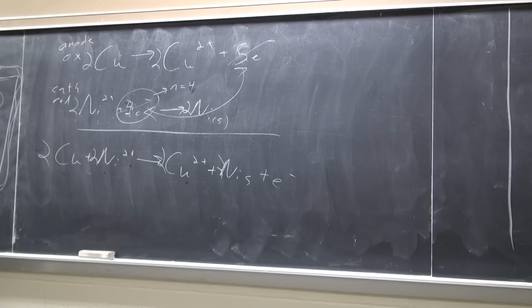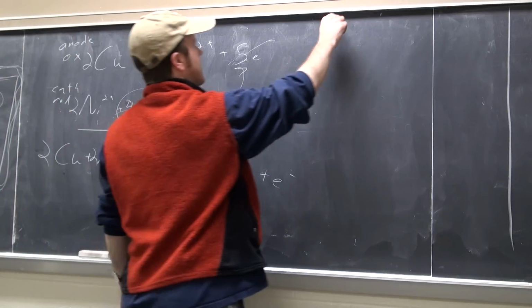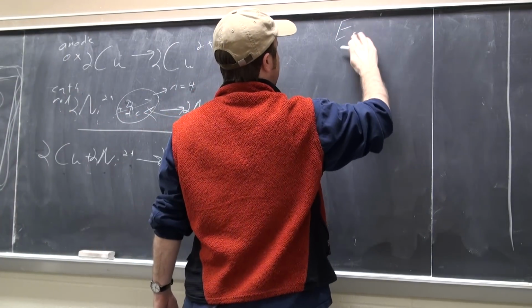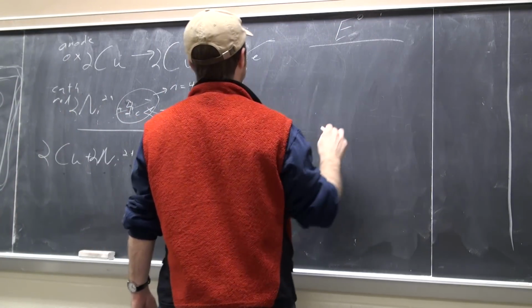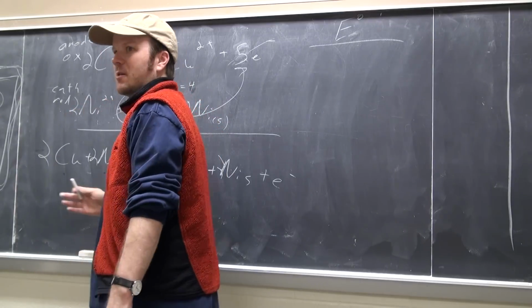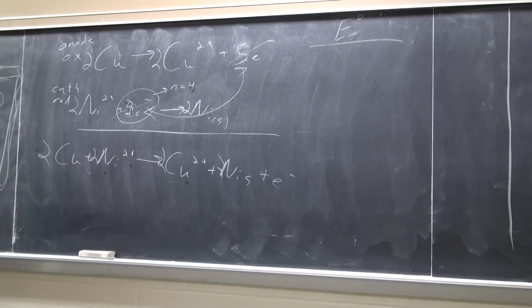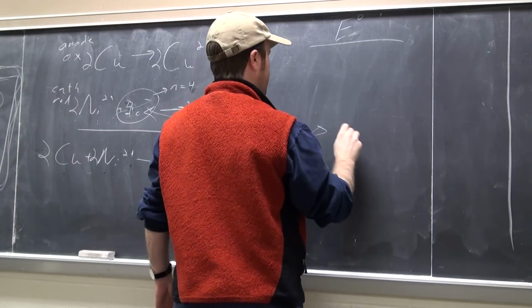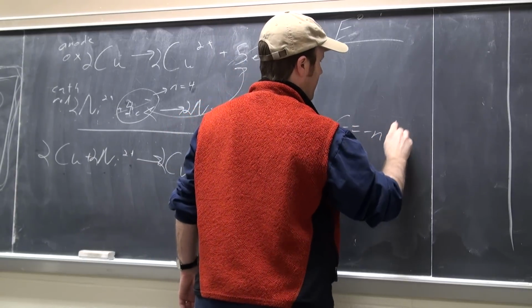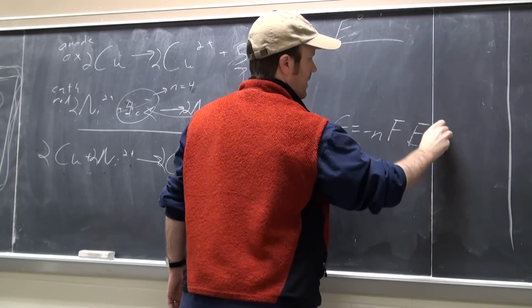Does the electric potential change if you double the number of the half reaction, or is it just the base electric potential? It's just the E zero. No matter what, it's just the base standard potential. So whatever these are, 0.2 volts or whatever, those don't change when you change the stoichiometric coefficients. Because we talked about delta G is negative nFE zero, right?